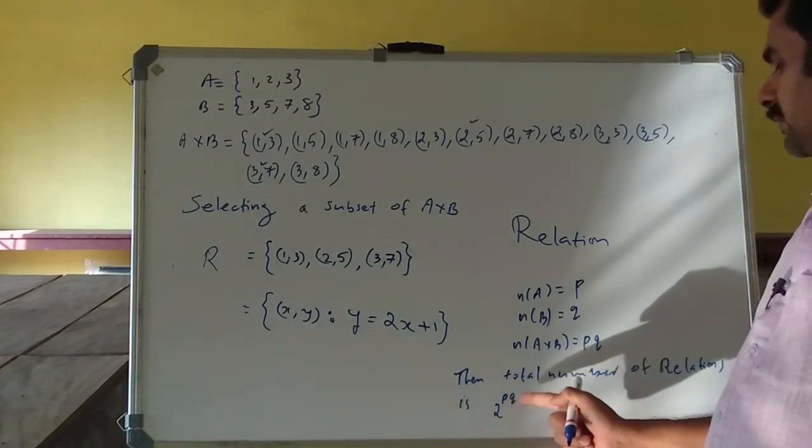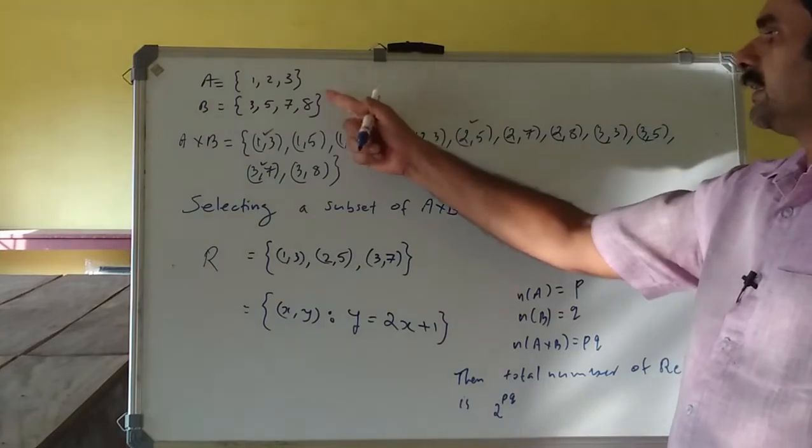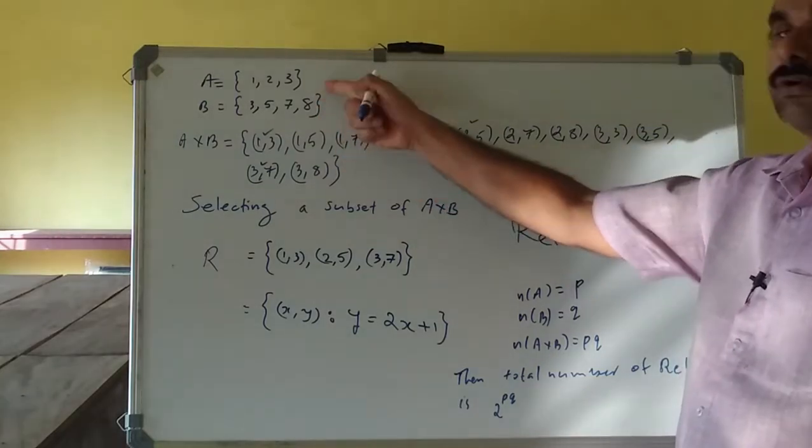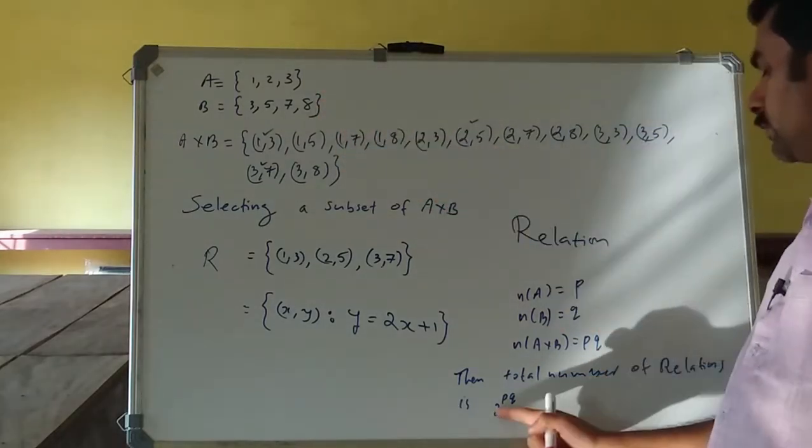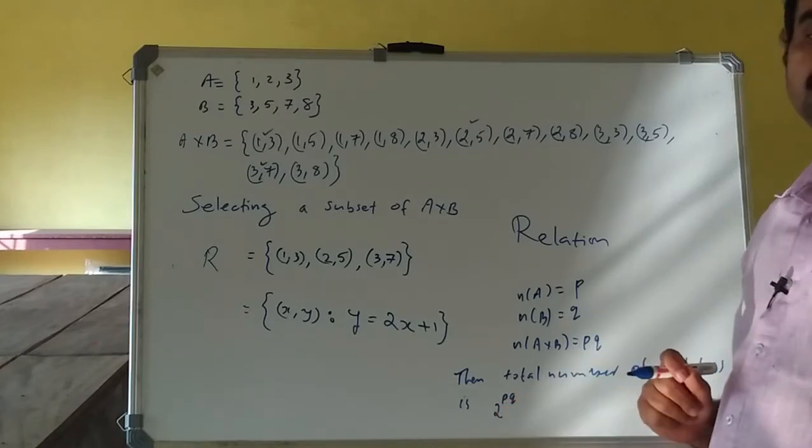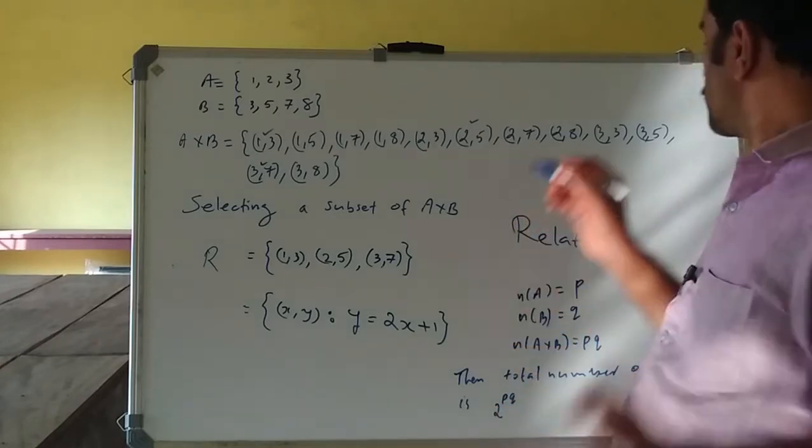2 raised to p into q. What about here p? 3, here 4. 3 into 4, 12. So p into q means 12. 2 raised to 12. What is 2 raised to 12? 2 raised to 12 means what?